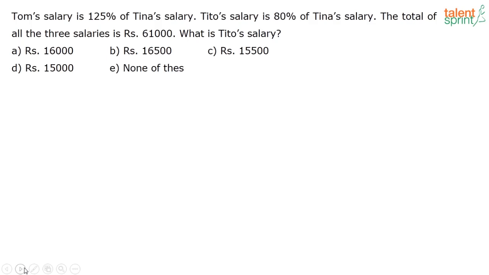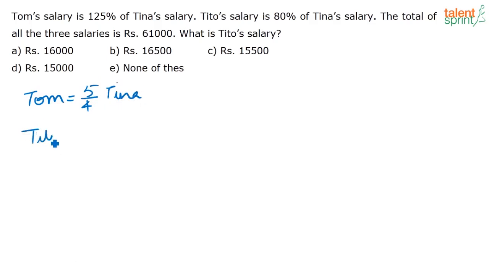Tom's salary is 125% of Tina's salary. Tito's salary is 80% of Tina's salary. The total of all three salaries is rupees 61,000. What is Tito's salary? See, let us just write down the information that is given to us. So what is Tom's salary? Tom's salary is 125% of Tina's salary. What is 125%? In terms of fractions, it is nothing but 5 by 4. Correct? 5 by 4 of what Tina earns.